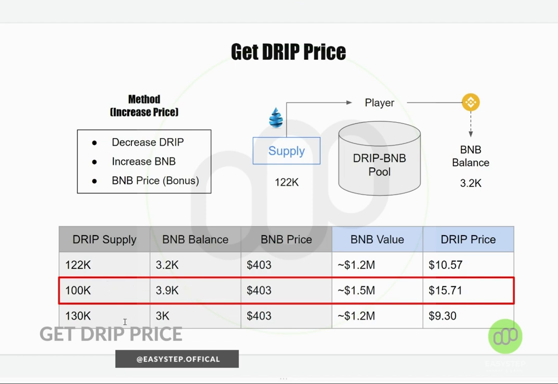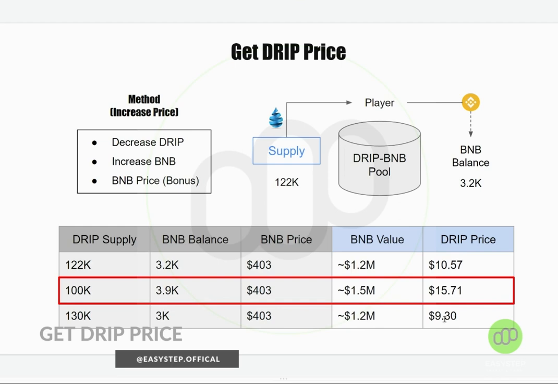In this example, we see here that the DRIP supply is 130,000, the BNB balance is 3,000, the BNB price is the same at 403, and that gives us a BNB value of 1.2 million. Now we have the same BNB value as before here, 1.2 million, and we have 1.2 million here. However, in this example, the price is $9.30.